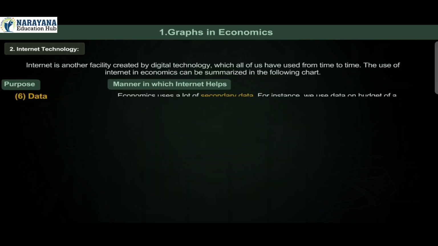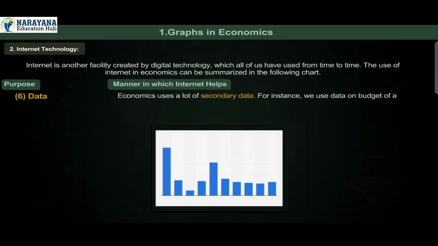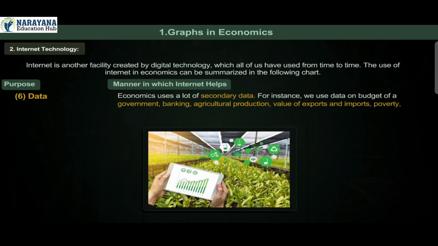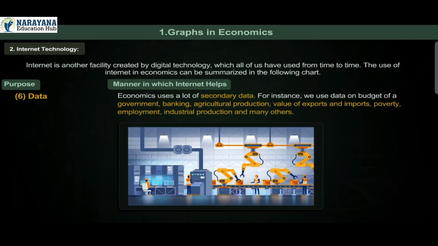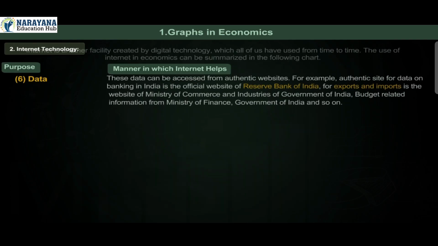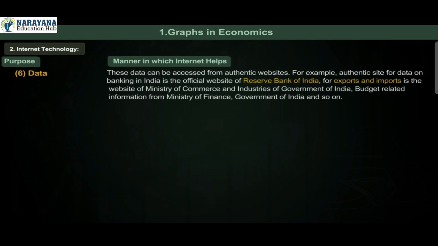6. Data. Economics uses a lot of secondary data. For instance, we use data on budget of a government, banking, agricultural production, value of exports and imports, poverty, employment, industrial production, and many others. This data can be accessed from authentic websites. For example, authentic site for data on banking in India is the official website of Reserve Bank of India. For exports and imports is the website of Ministry of Commerce and Industry of Government of India. Budget related information from Ministry of Finance, Government of India, and so on.